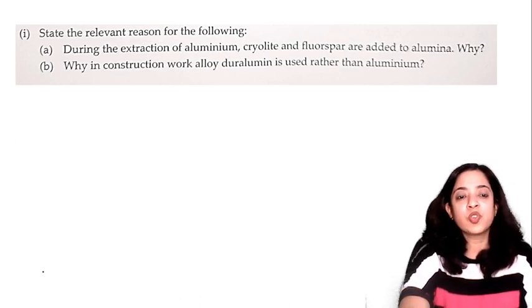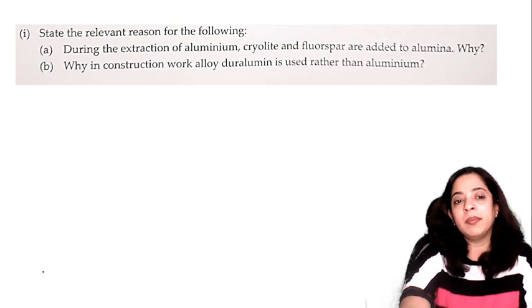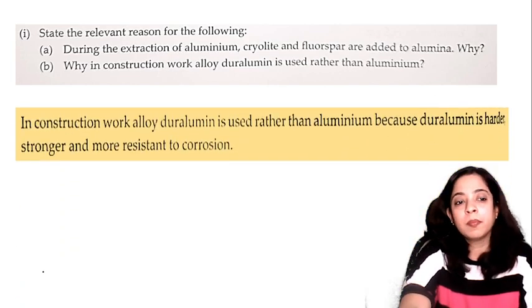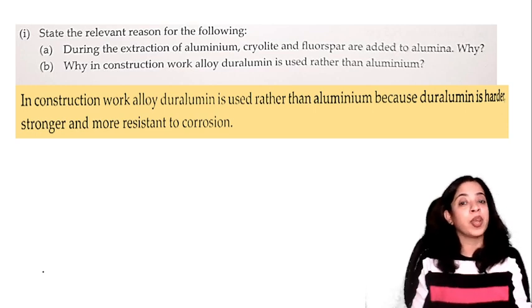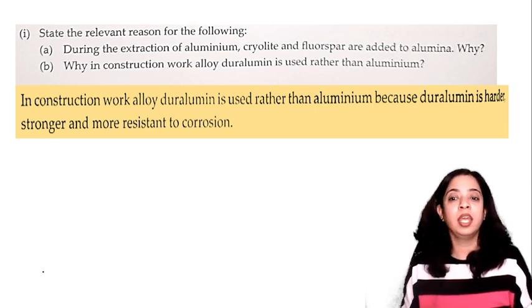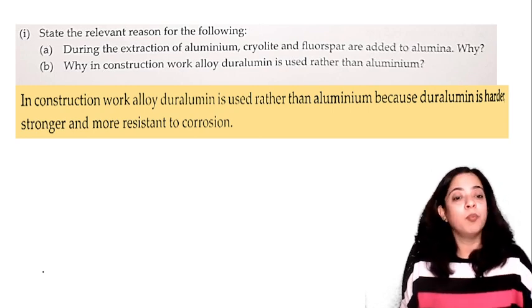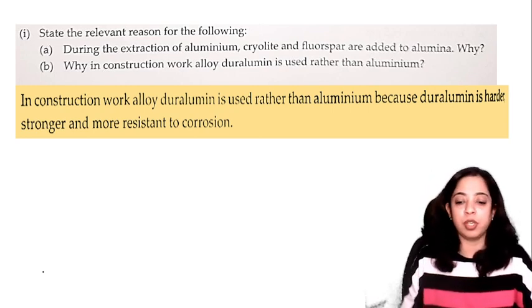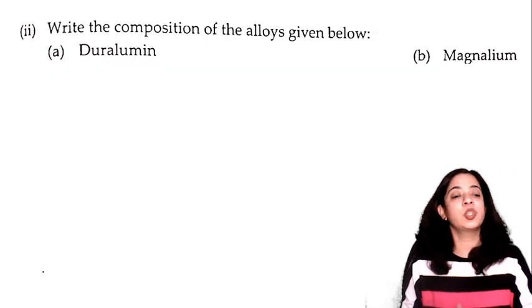Now, why in construction work is alloy duralumin used rather than aluminium? Why don't we use aluminium and we use duralumin? So, in construction work, alloy duralumin is used rather than aluminium because duralumin is harder, stronger and more resistant to corrosion. These 3 points you have to mention. Let's see the next question.